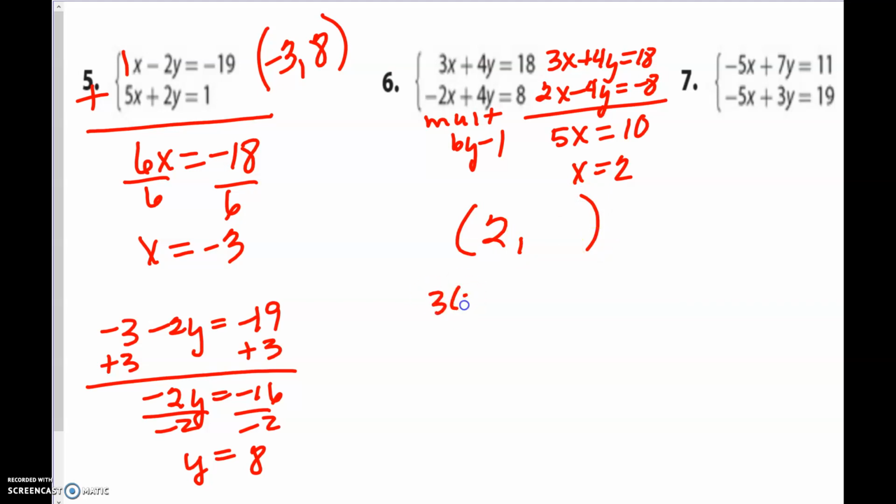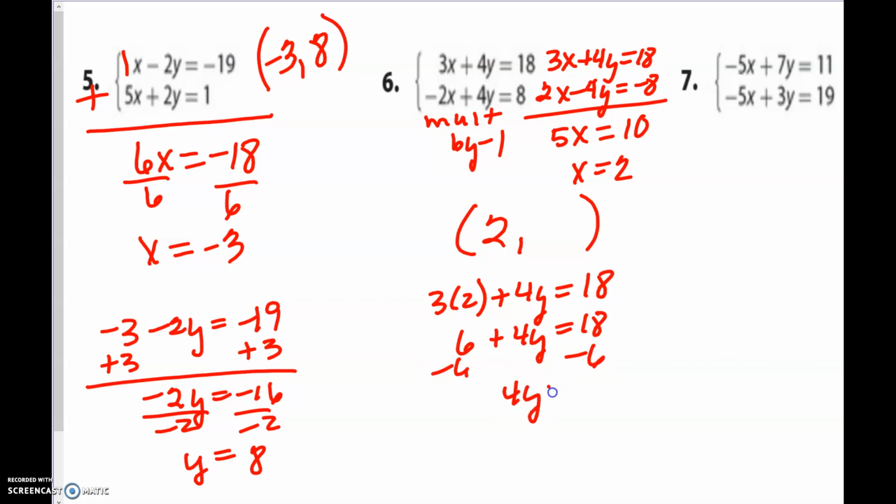So 3 times 2 plus 4y equals 18. So we have 6 + 4y = 18. And when I subtract 6 from both sides, I get 4y = 12. And when I divide both sides by 4, I get y is 3.